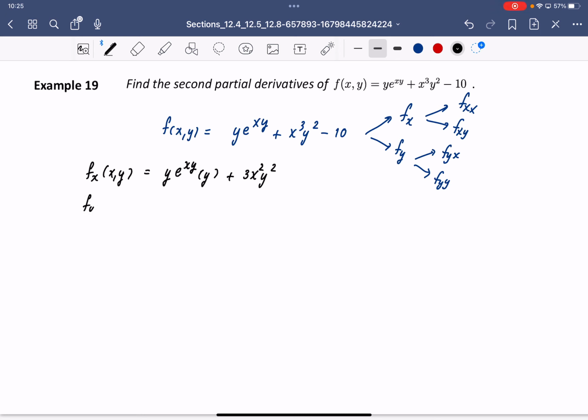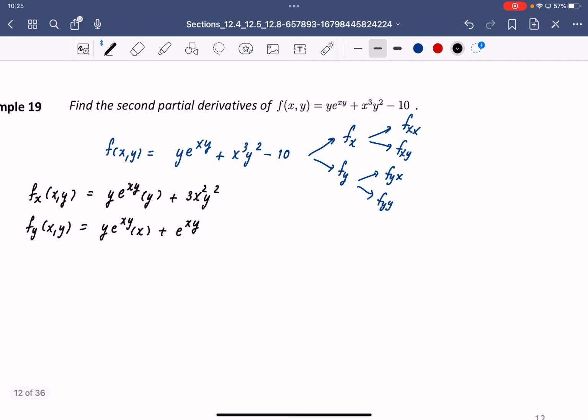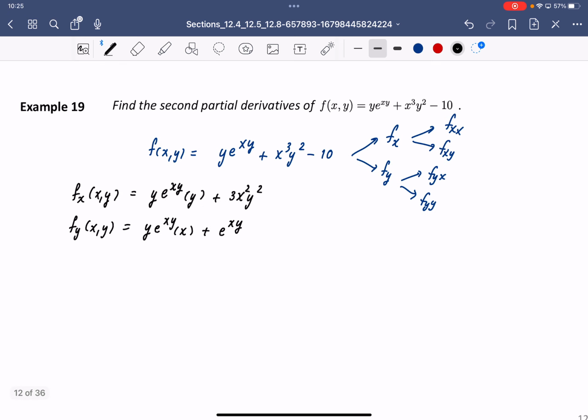And then f subscript y, this is going to be the function that is given over there, and then you differentiate with respect to y. So you have to use product rule for this term. So it's gonna be y e to the xy times x, and then plus e to the xy. This is by the product rule. And then after that, plus differentiate with respect to y, so you get 2x cubed y.